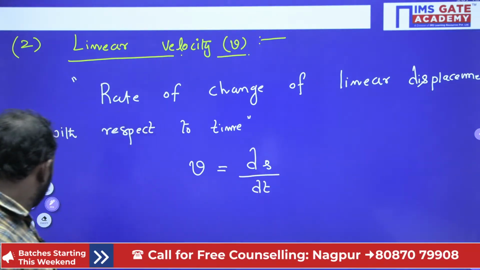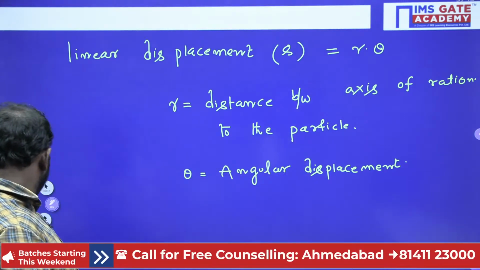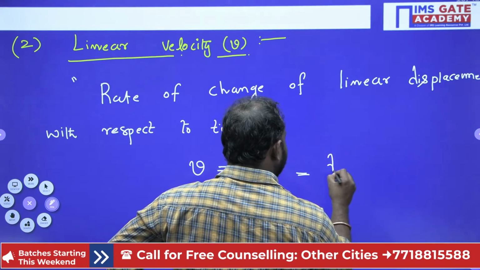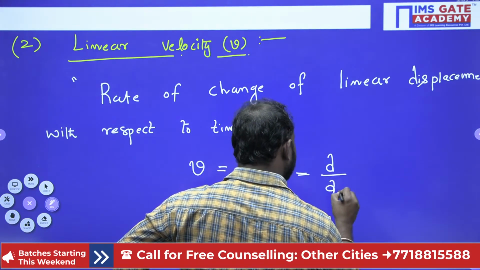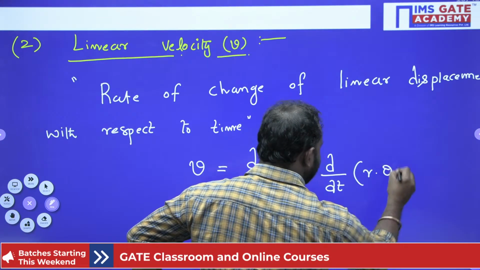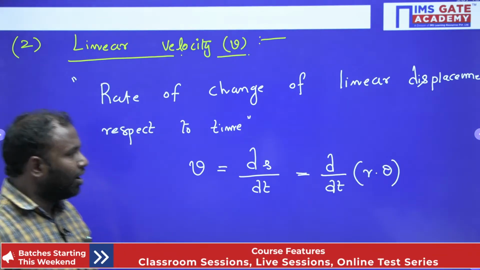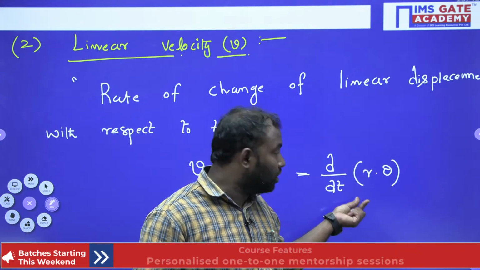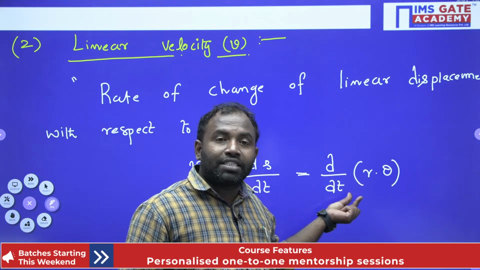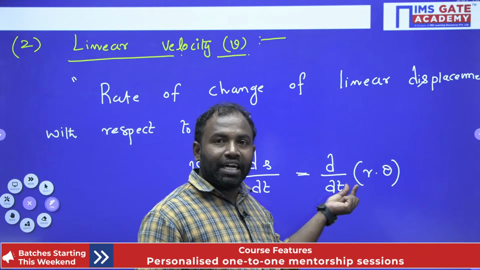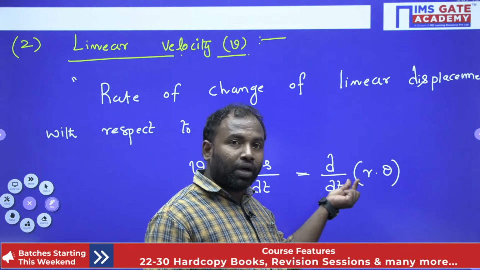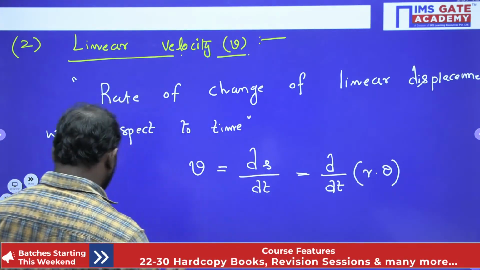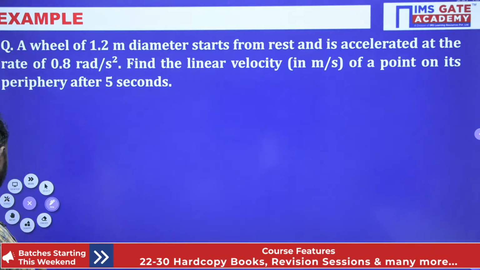What is S? We have derived S equals R into theta, no? R into theta, right? Now here, d by dt of R into theta, where R is a constant. It is not going to change with respect to time, right? So that means the radial distance from the center point to the particle, R, is not going to change, but theta can change with respect to time, right? Now for that I'll write, oh my god, one minute, guys.